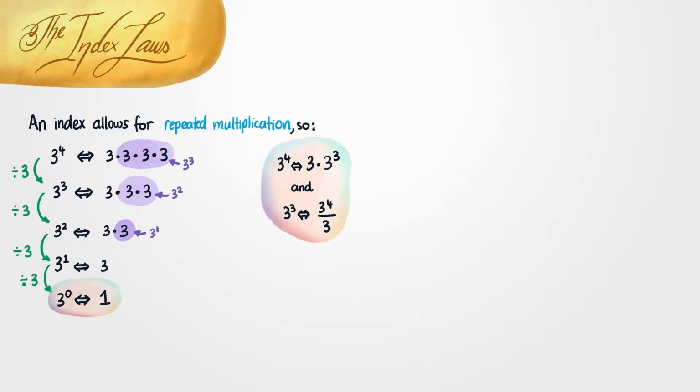Now in the normal way this is said, it seems to make no sense. 3 to the power of 0 is 1 means that if you multiply 3 by itself 0 times, you get 1. But if you really think about it, it actually does make a fair bit of sense.